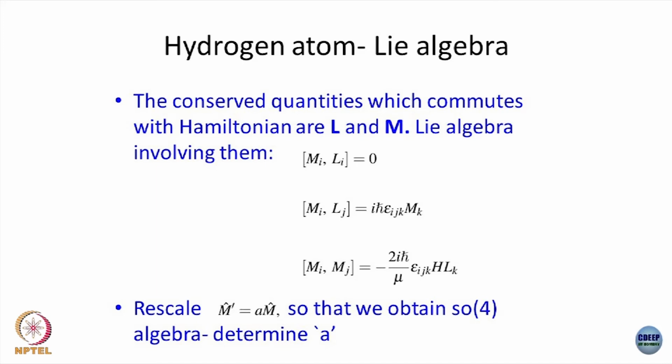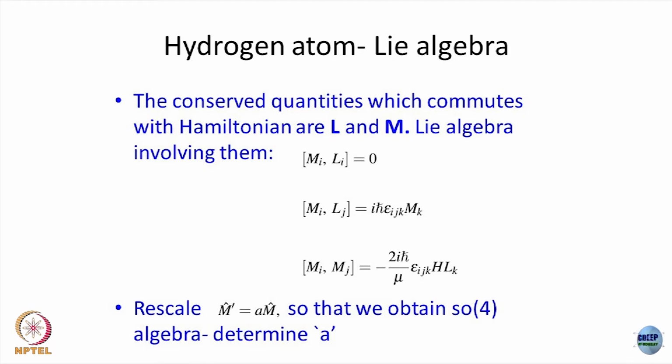Li Lj I have not shown, Li Lj is a subalgebra. On top of it, you will have these algebras with the Runge-Lenz vector. Make a scaling by an appropriate constant such that this algebra will resemble an SO4 algebra. Okay. So, we did this.